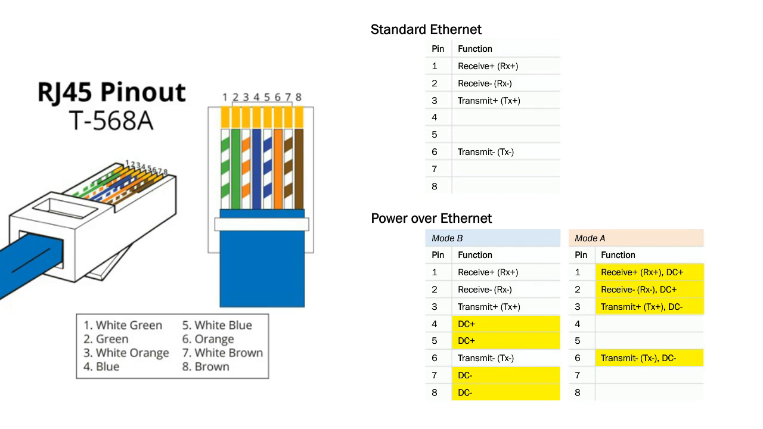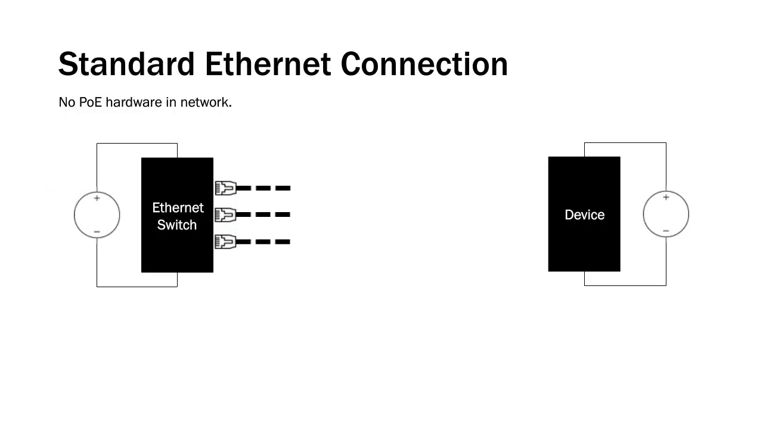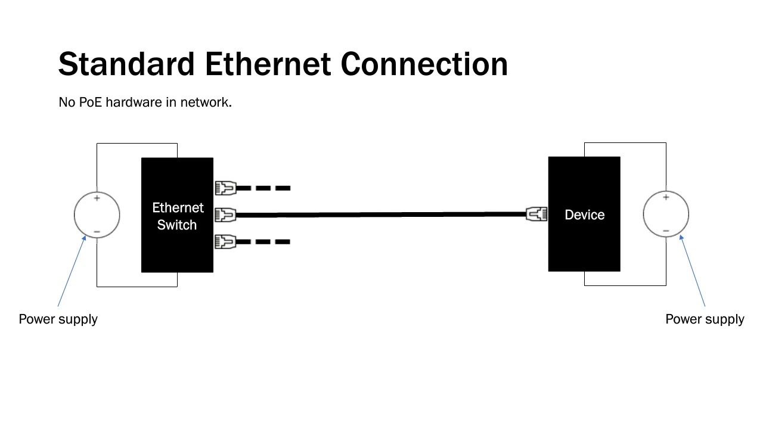Now, this next set of slides shows some standard Ethernet connections with a basic type of block diagram. This is a non-PoE network, so all the hardware in here is just standard Ethernet stuff. Over on the left, we've got a switch with a power supply and a few Ethernet cables coming out of it. Over on the right, we've got a device with its own power supply. And then there's a data connection between the switch and the device that's providing Ethernet communications.